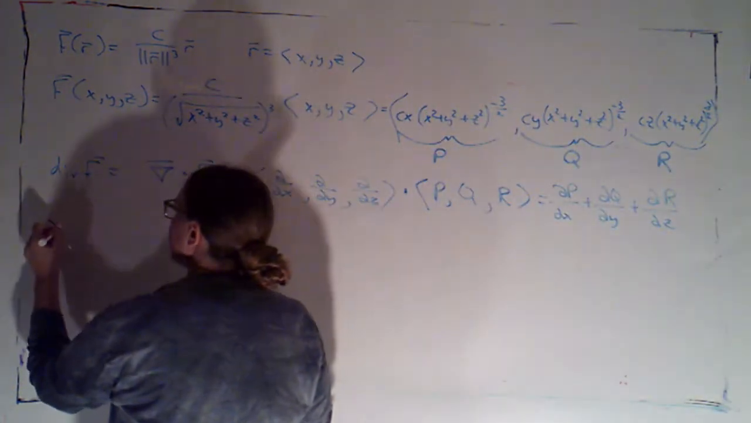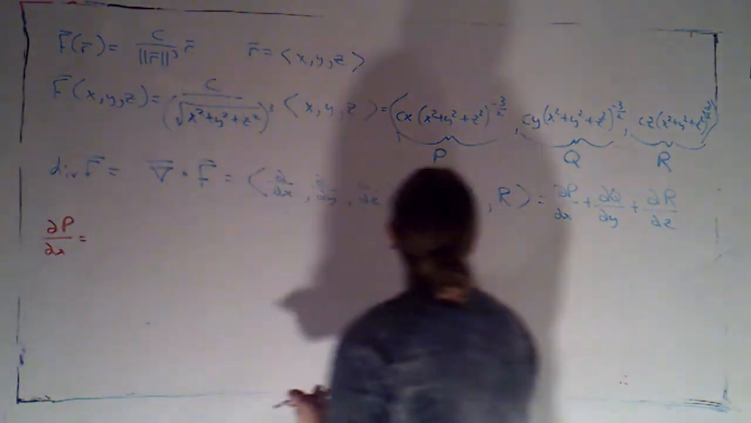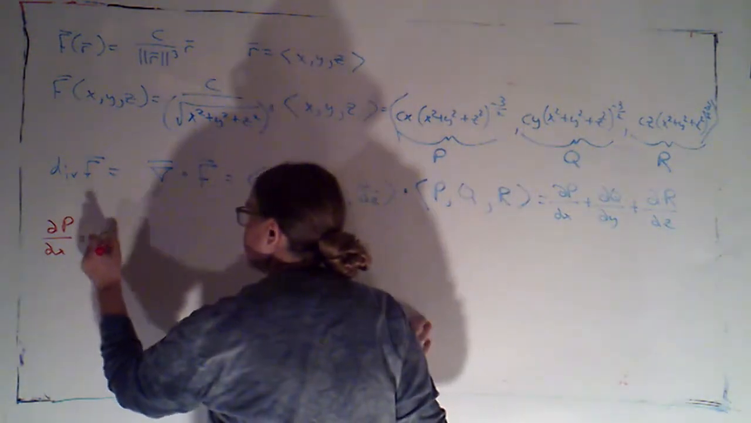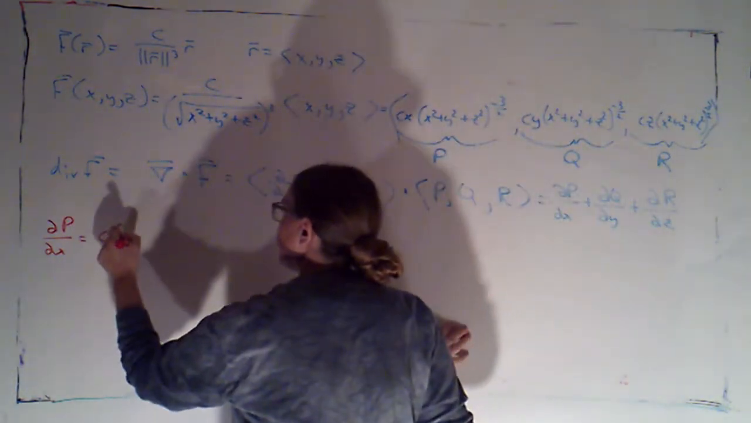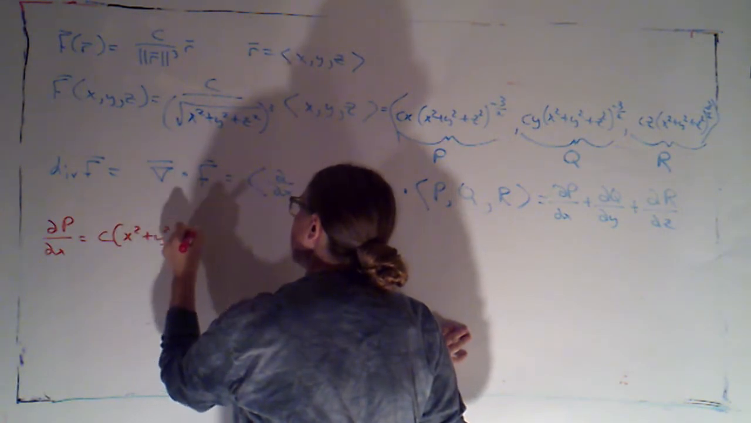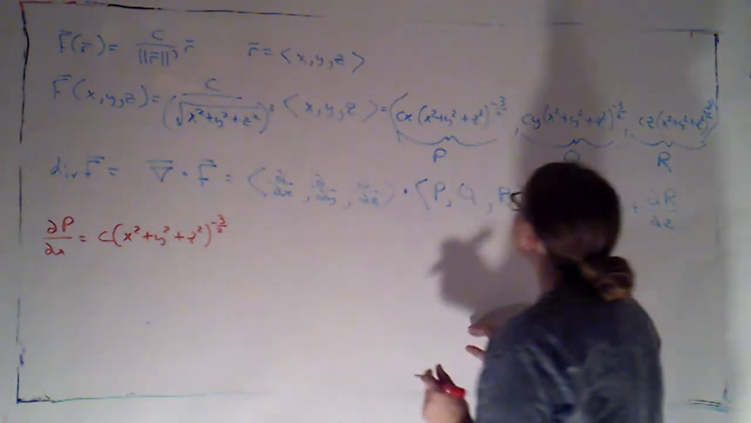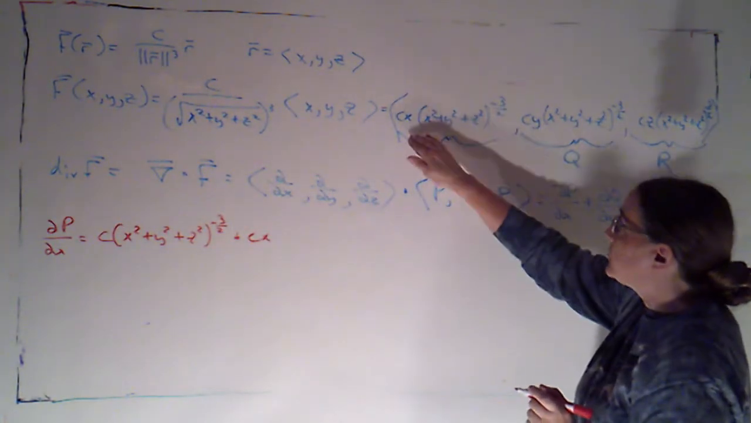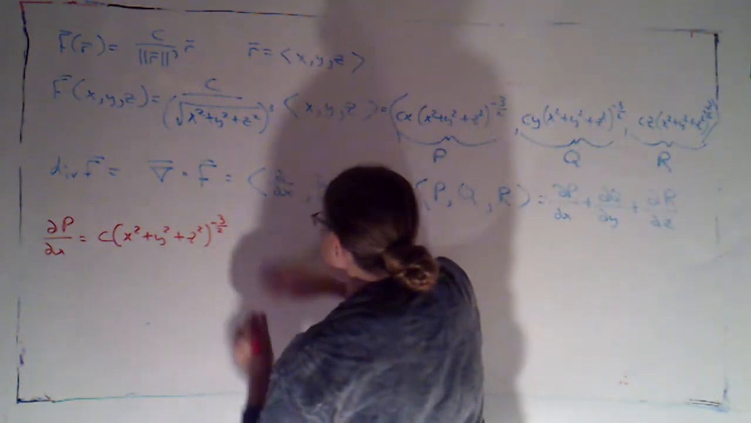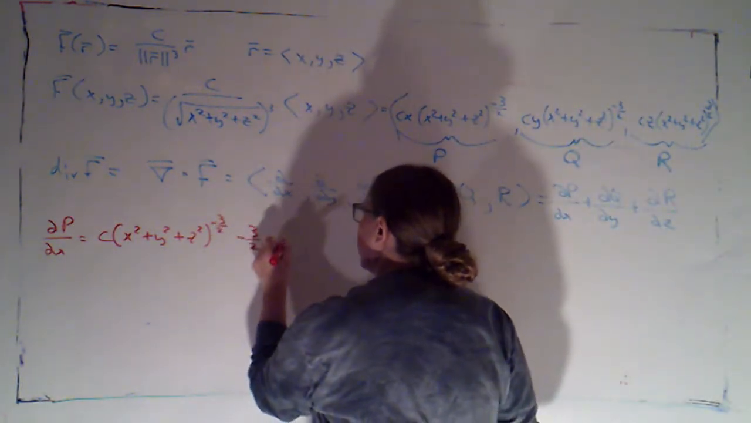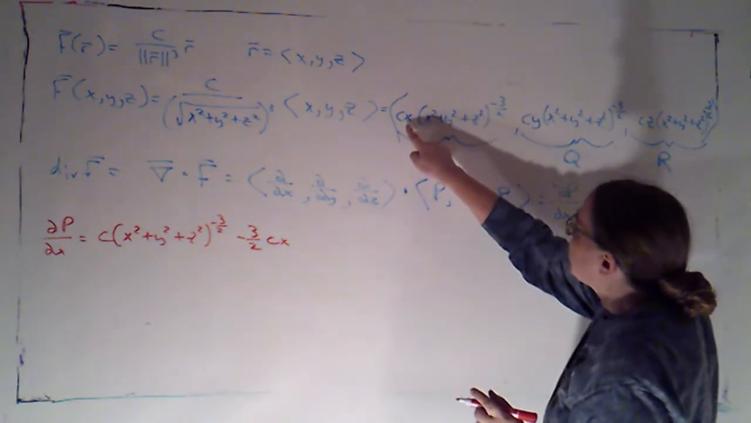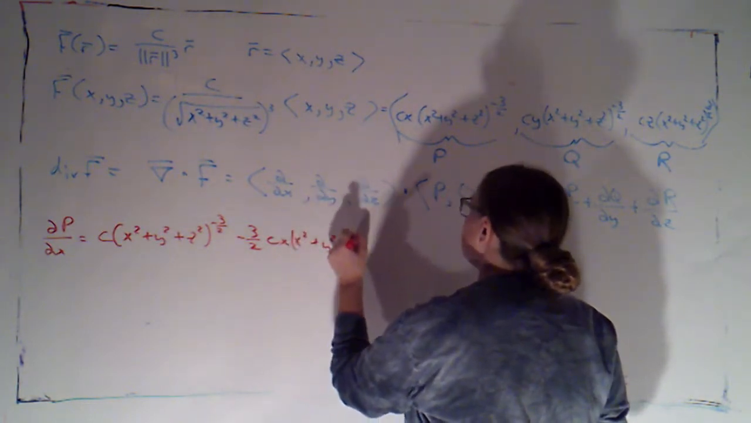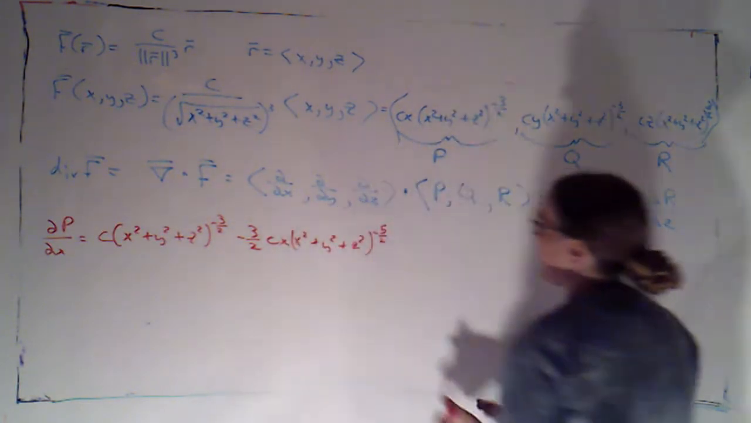If I calculate the partial of p with respect to x, I'm just going to use product rule. The partial of cx is just c, and then that gets multiplied by x squared plus y squared plus z squared to the negative 3/2. Plus cx gets multiplied by the derivative of this. So actually that's going to bring down a negative 3/2. So let me just put that in front. And then I still have that cx. So negative 3/2 cx times x squared plus y squared plus z squared to the negative 5/2.